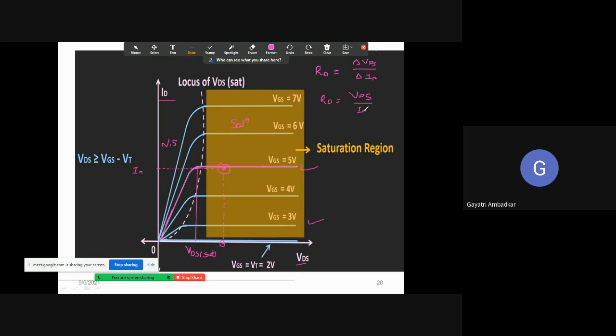If I want to find AC resistance or dynamic resistance, I write change in VDS to change in ID. So what is the change? Let's say if I consider this, I have to consider a slope there.